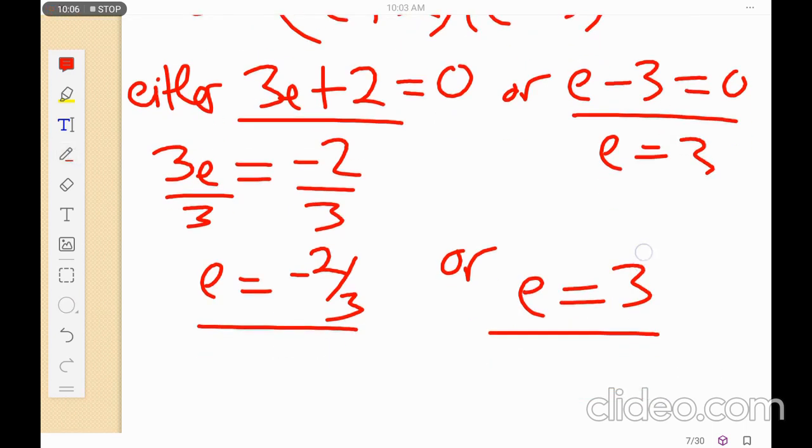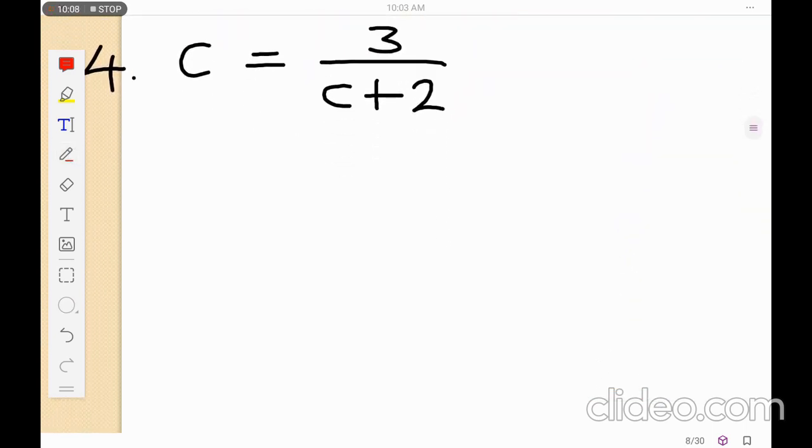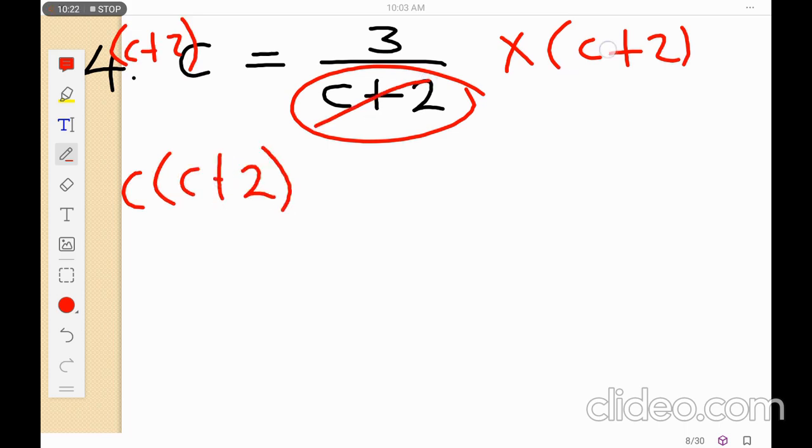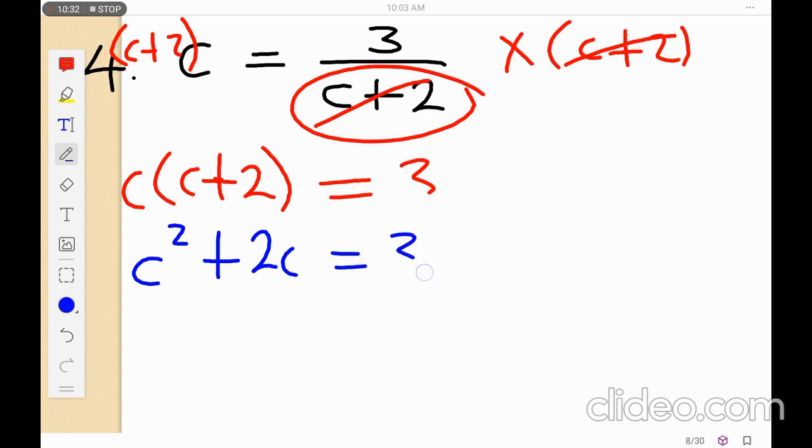Let's have another example. For this one, I can multiply everything by this. So I'm going to multiply by C plus 2. So I'll have C multiplying C plus 2 here. Then these ones will cancel off each other and we have is equal to 3. Multiplying that one, I'll have C squared plus 2C is equal to 3. I can take this one this side.